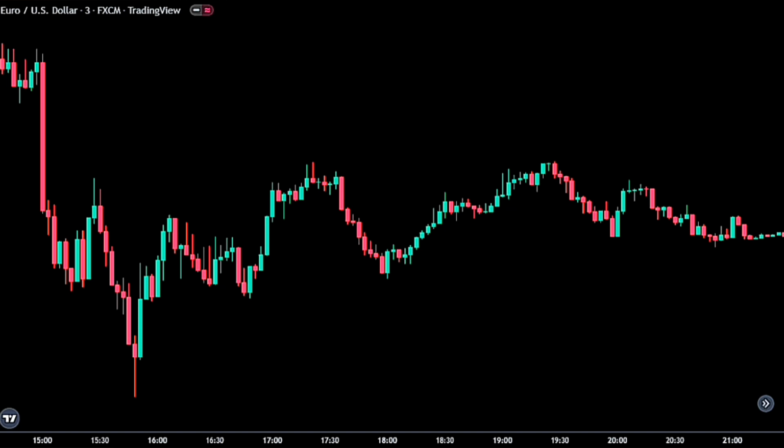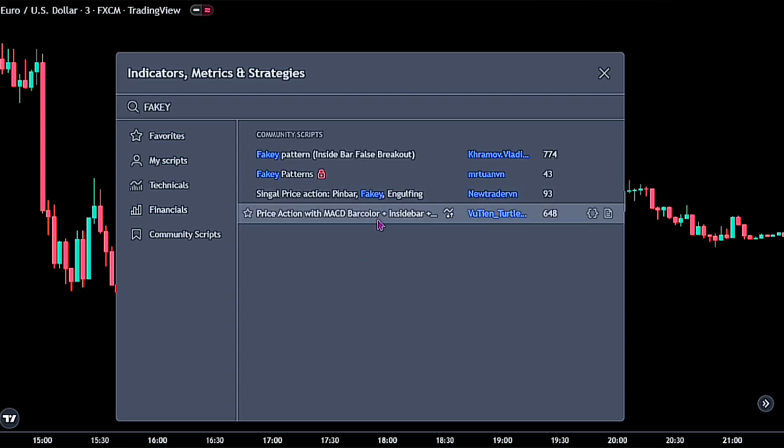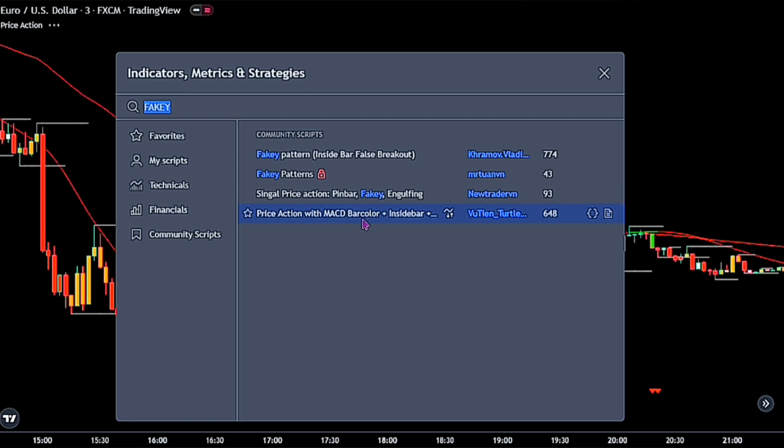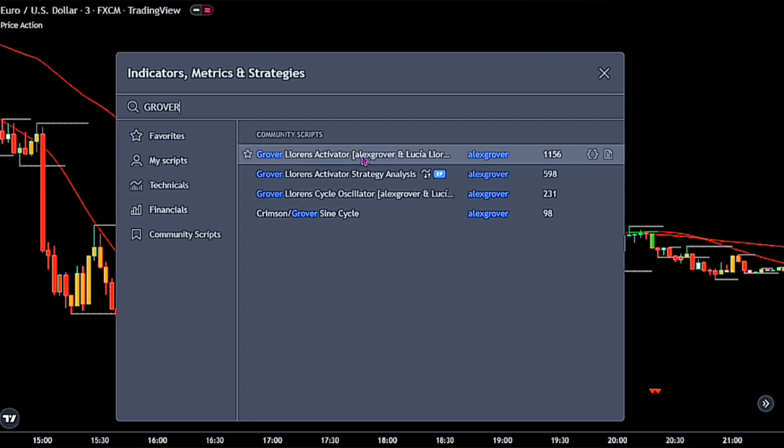Now, let's add our indicators to the chart. For the first indicator, go ahead and search for Fakey Price Action, and it's this one right here by Fusion Turtle Trader. This indicator contains a lot of script, but we would be adjusting it when we are done adding our indicators. Now for the second indicator, search for the Grover Lorenz Activator. This one right here. Now this indicator was made by 2 amazing script writers on TradingView, thanks to Alex Grover and Lucia Lorenz.